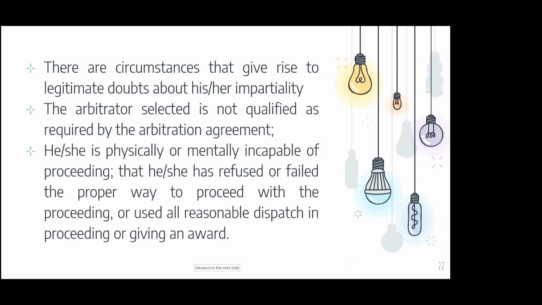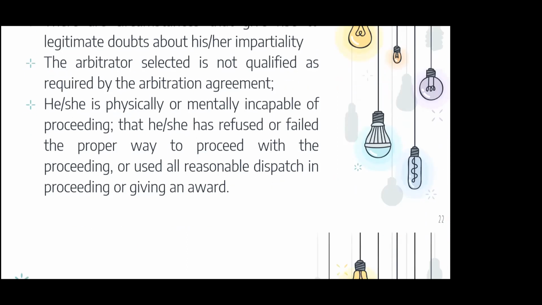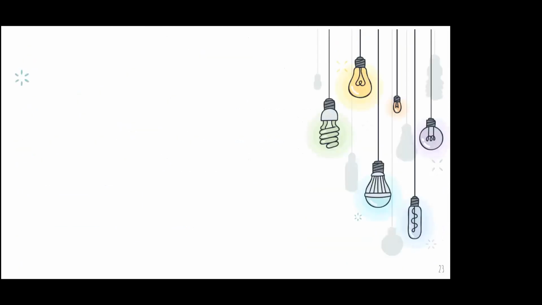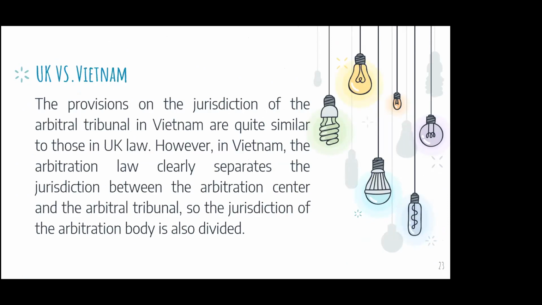Lastly, I want to bring up some comparison between the regulations with reference to the tribunal's competence. As we can see, the provisions on the jurisdiction of the arbitral tribunal in Vietnam are quite similar to those of the UK. However, in Vietnam, the arbitration law clearly separates the jurisdiction between the arbitration center and the arbitral tribunal. So the jurisdiction of the arbitration body is also divided.